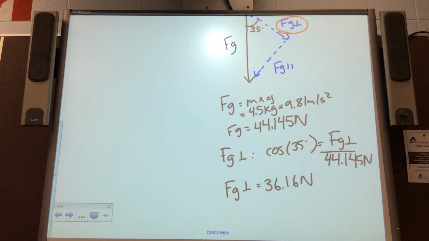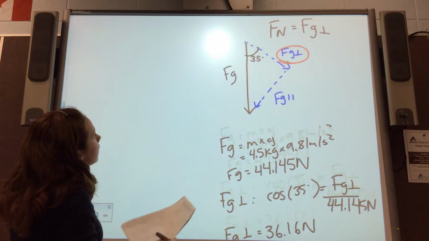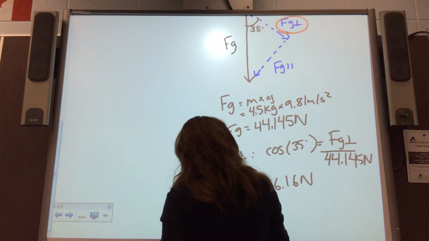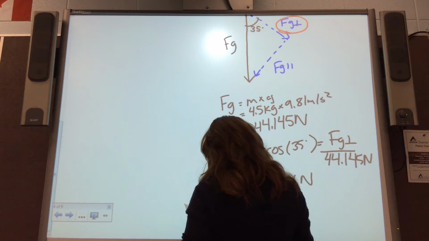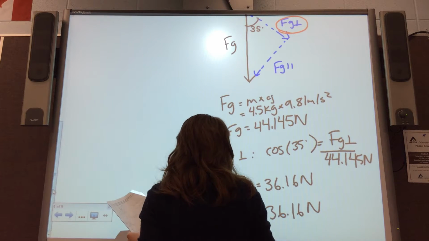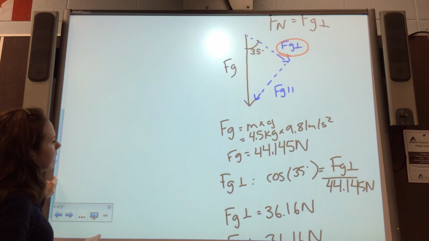Am I going too fast, too slow? Any input there? Okay. So originally I said my Fn is equal to Fg perpendicular. So now I can set this to Fn. Okay, so one part of my problem is solved, because I knew I needed Fn.